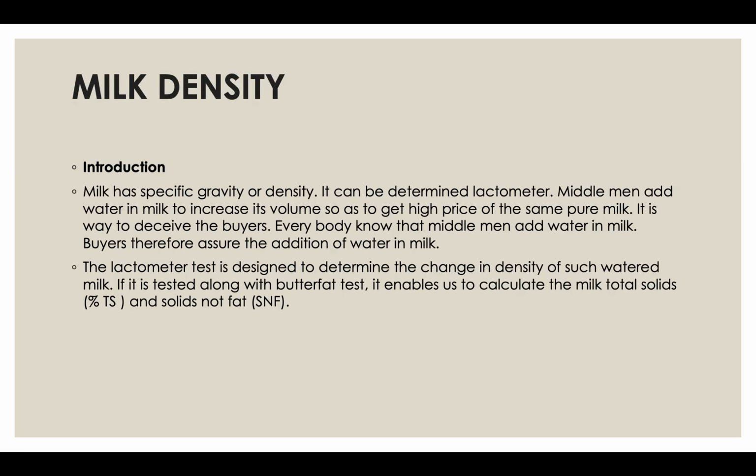Milk density. Milk has a specific gravity or density, which can be determined by lactometer. Middlemen add water to milk to increase its volume so as to get high prices for the same pure milk. It is a way to deceive the buyers. Everybody knows that the middlemen add water in milk. Buyers therefore want assurance against the addition of water to the milk.